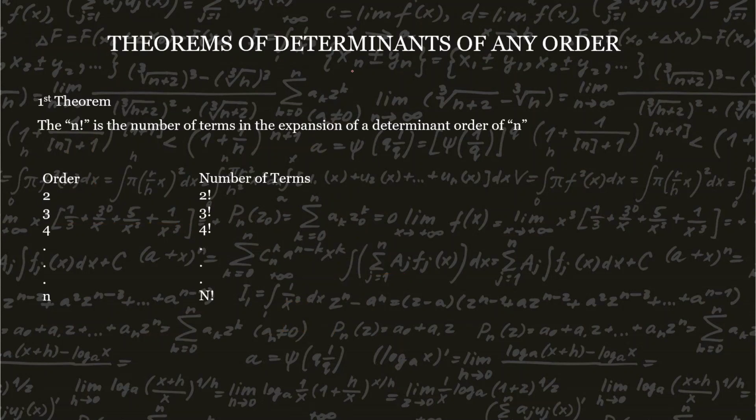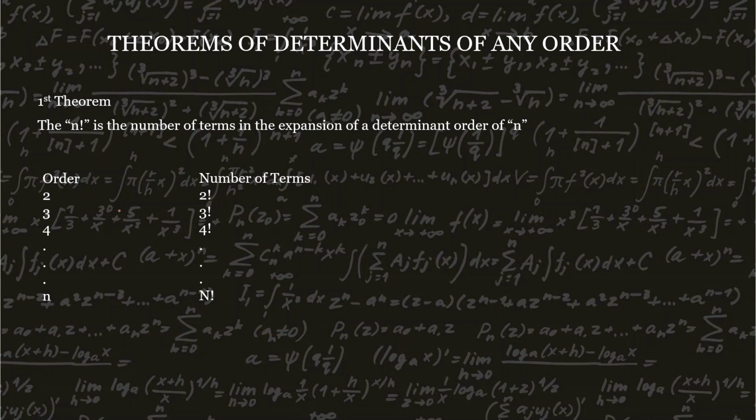Proceeding to the theorems of determinants. For the first theorem, n factorial is the number of the terms in the expansion of a determinant of order n, where the second order has 2 factorial terms, third order 3 factorial, and fourth order 4 factorial terms, and so on, which was explained earlier for the determinants of order 2 and 3.